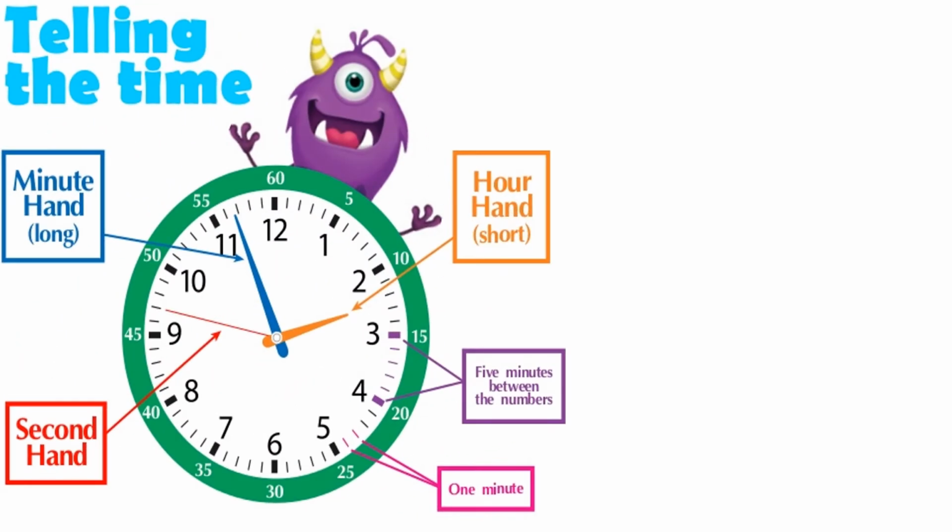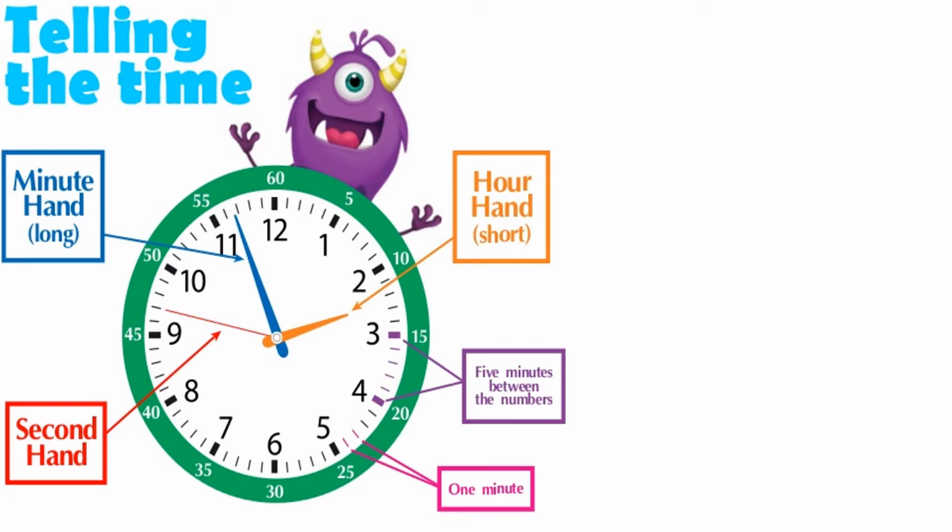We studied it in grade 2 and our monster here will help us to remember it. We learned that we have two hands: the short hand for hours and the long hand for minutes. We also have a very thin hand for seconds, and it's optional to be found in our clock. Let's focus on the short hand and long hand for hours and minutes.